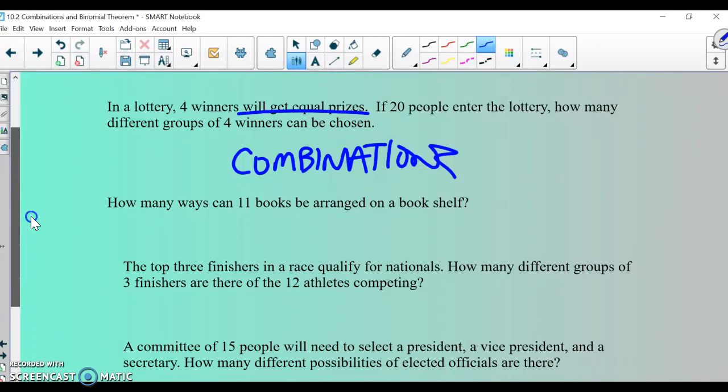What about how many ways can 11 books be arranged on a shelf? The idea here, the deciding word, is going to be this word arranged. Arranged is a huge hint that we're discussing permutations, not combinations. Because the idea is, if I switch books 2 and 7, I have made a new arrangement. Therefore, the order matters, and this would be a permutations problem.